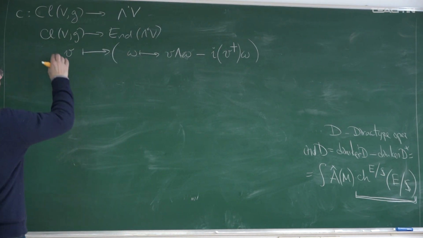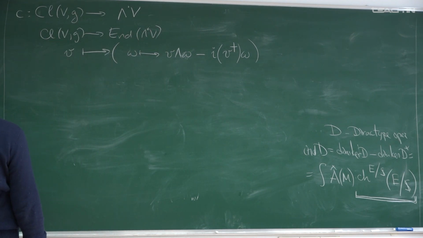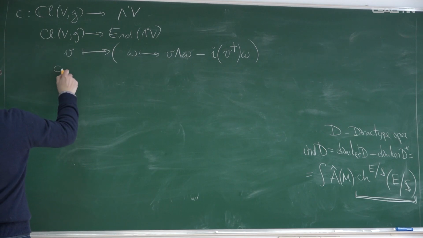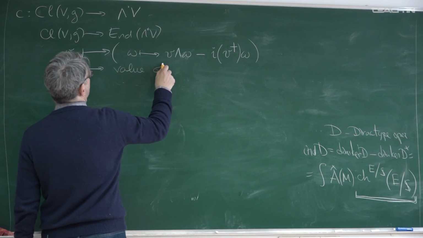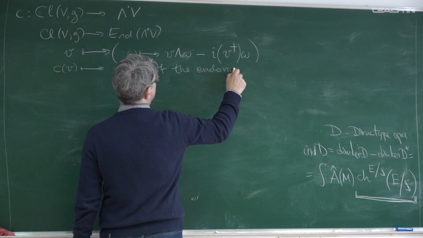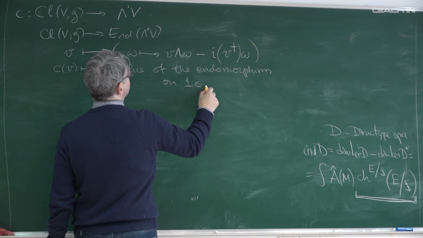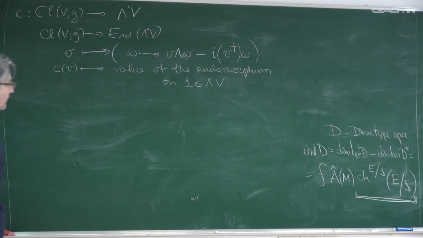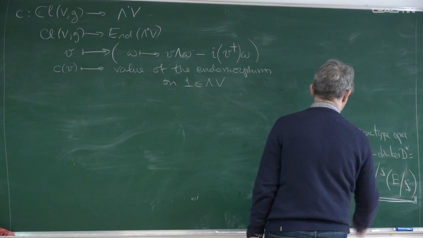It was a map from the Clifford algebra to endomorphisms of the exterior algebra. And if we want to define the map from the Clifford algebra, then we send an element to the value of the endomorphism on 1. This was done last time. What I want to discuss today is the construction of the spinor representation.